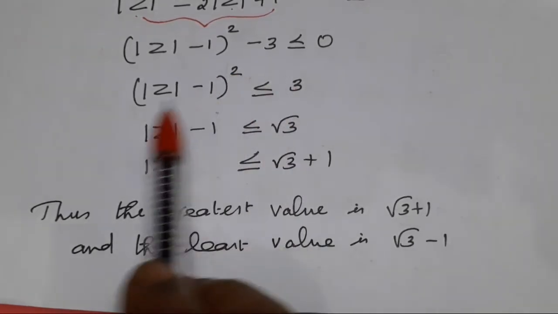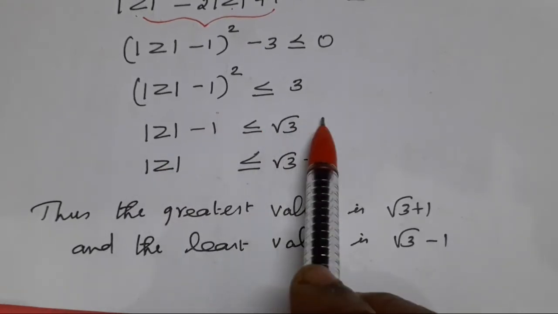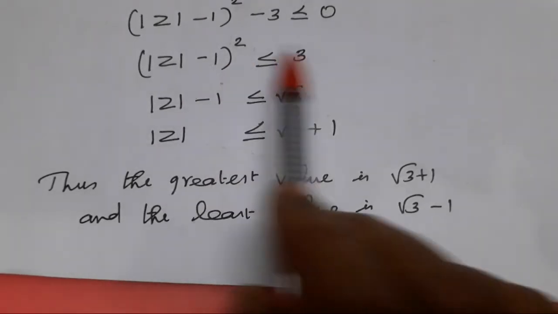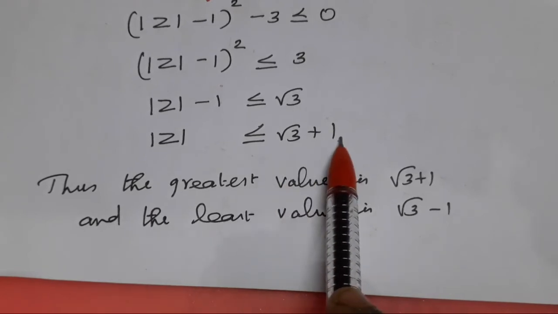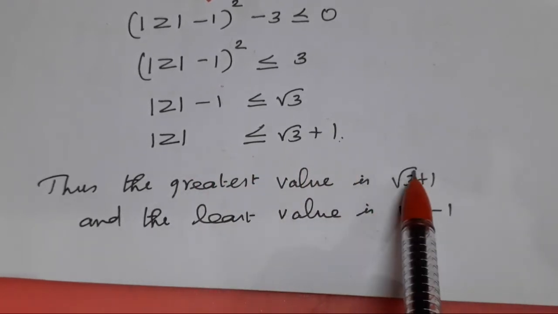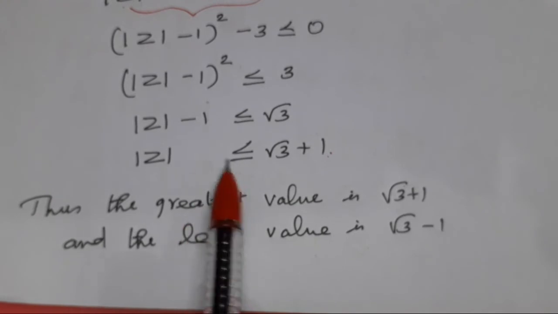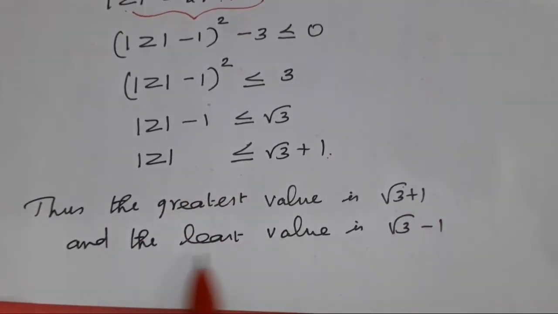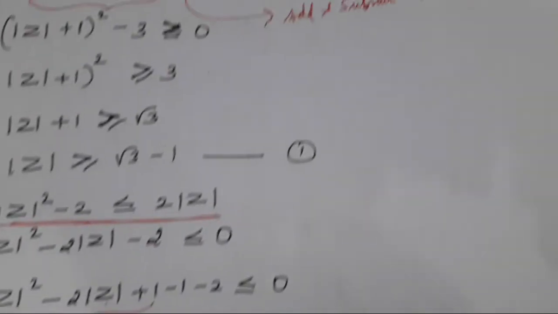If we take square root on both sides, the square cancels, we get modulus of z minus 1 less than or equal to root 3. That is modulus of z less than or equal to root 3, the minus 1 becomes plus 1. Therefore, root 3 plus 1 is the greatest value, and root 3 minus 1 is the smallest value. Thus, we prove the result: the greatest value is root 3 plus 1 and the least value is root 3 minus 1. This sum is very, very important for you.